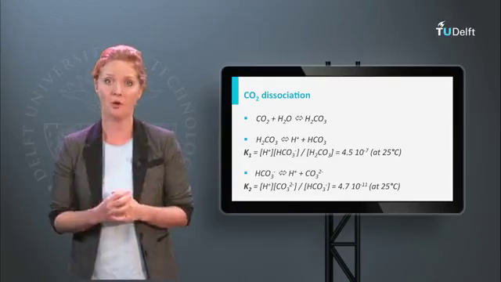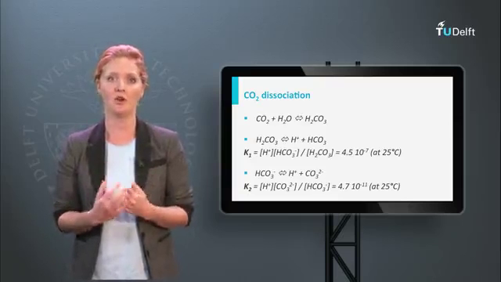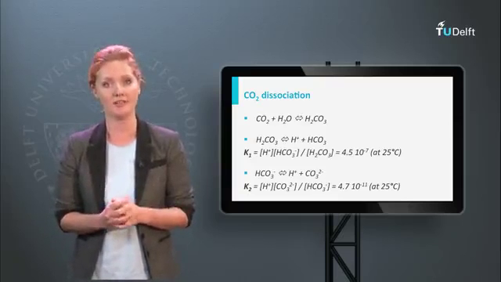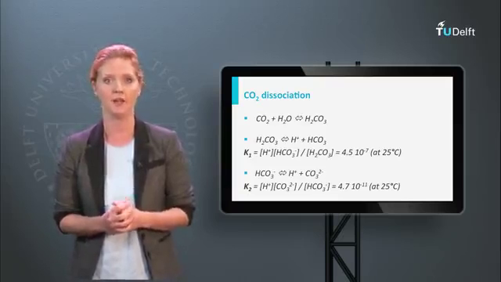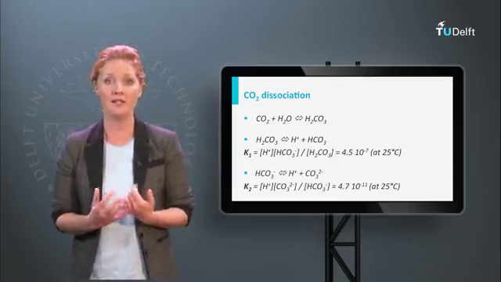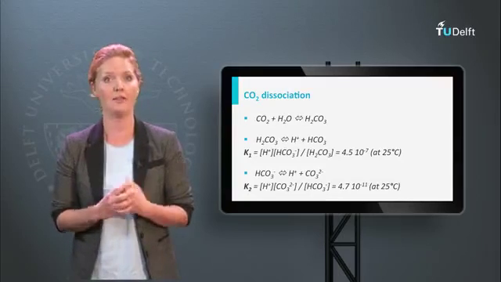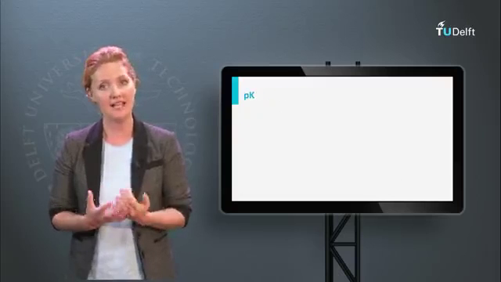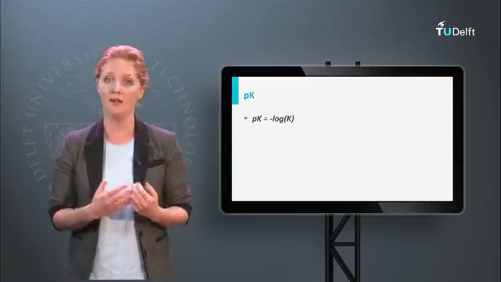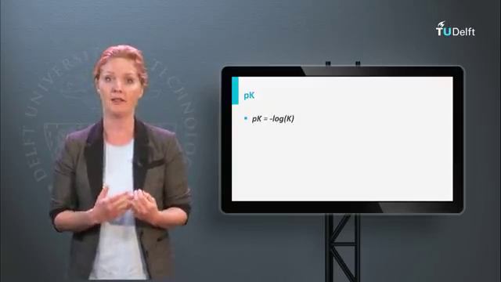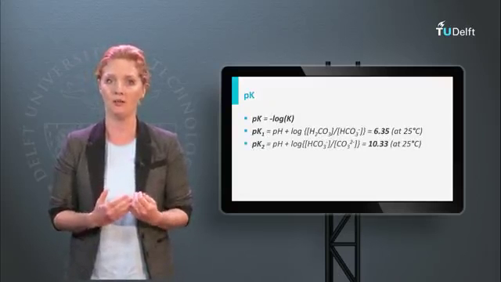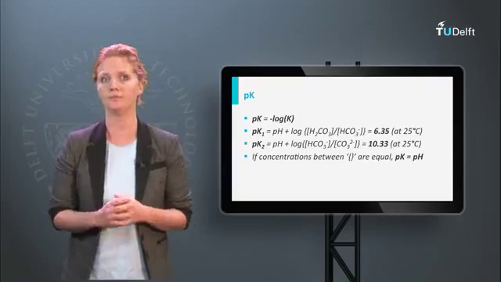From these equilibrium formulas, it can be calculated which ionic forms of carbon dioxide are present at a certain pH value. For this purpose, it is convenient to rewrite the formulas in the pK form. pK equals the pH if the concentrations between brackets are equal, because log 1 equals 0.